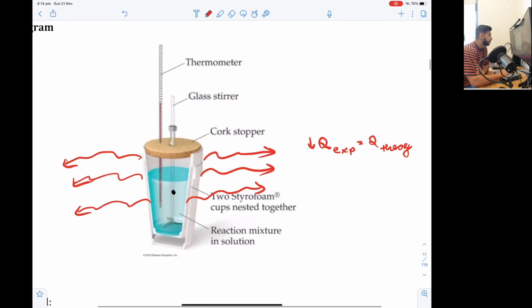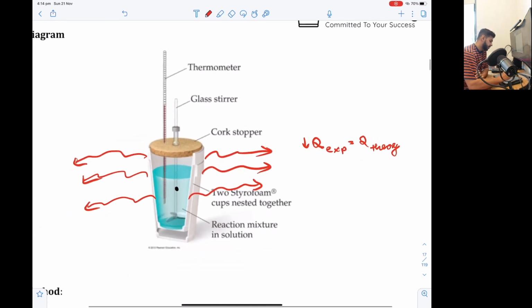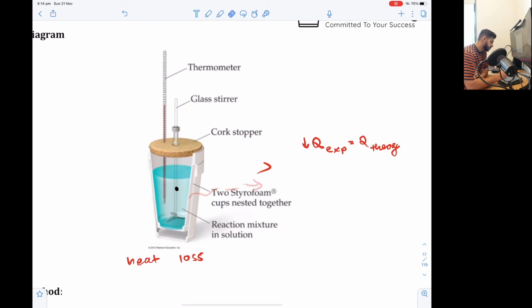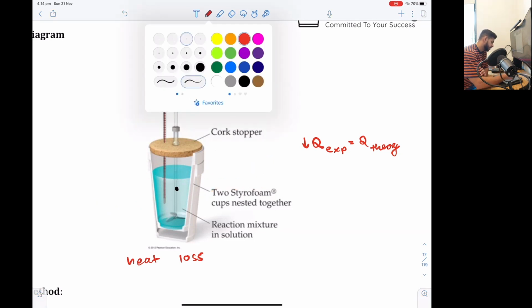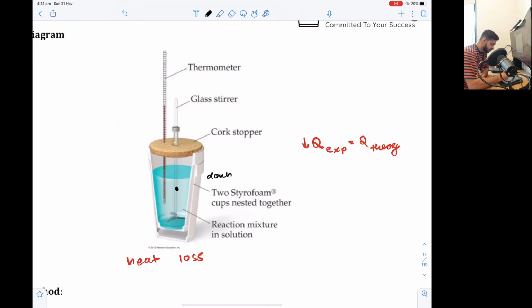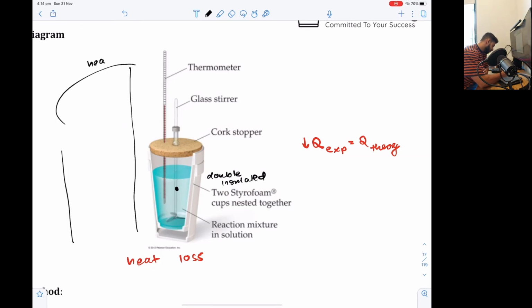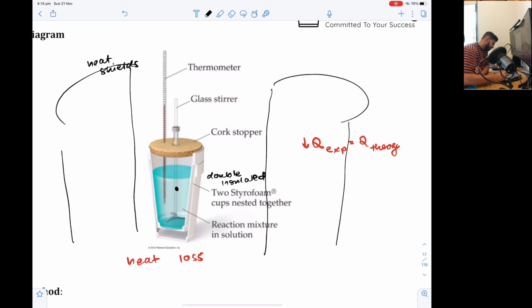Okay, so yeah, so that's what I'm mentioning. The main issue here is heat loss to the surroundings. Heat loss. Okay, Gerald, how would you improve this experiment to prevent the heat loss? We would be double insulated. So what else could we do? Use less reactants such that the change in temperature isn't great, so you won't lose as much heat to the environment.